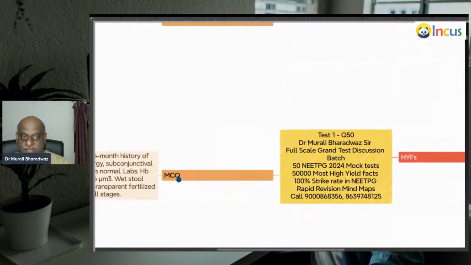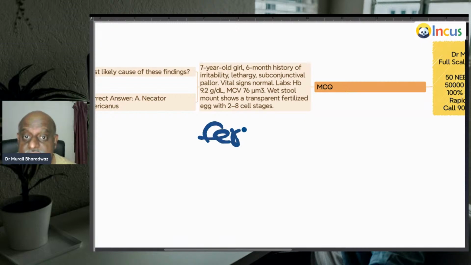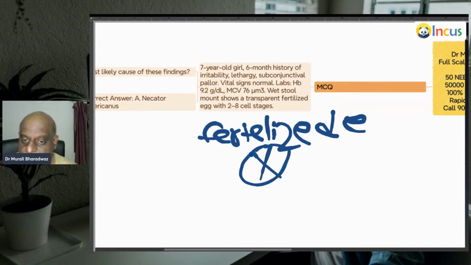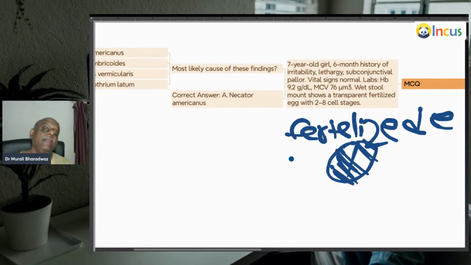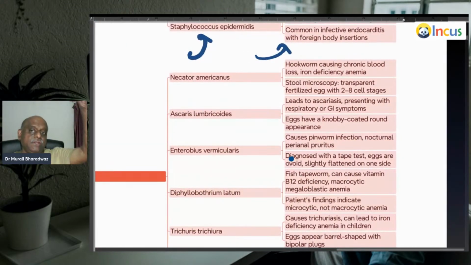Now, the next question. A 7-year-old girl with a 6-month history of irritability, lethargy, subconjunctival pallor, hemoglobin 9.2. Wet stool mount shows a fertilized egg, at the 2 to 8 cell stage. It is classical of Necator americanus, is what you need to remember. Necator americanus is the hookworm that leads to chronic blood loss and iron deficiency. Transparent fertilized egg, 2 to 8 cells, is Necator.